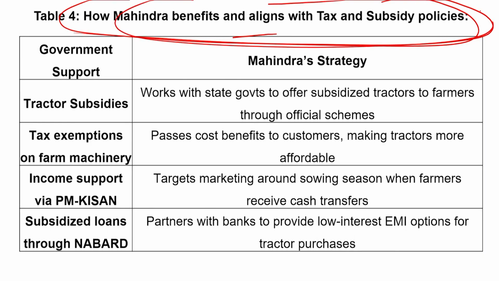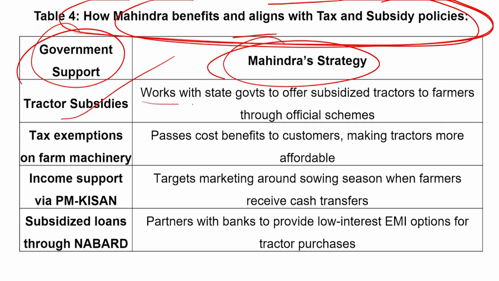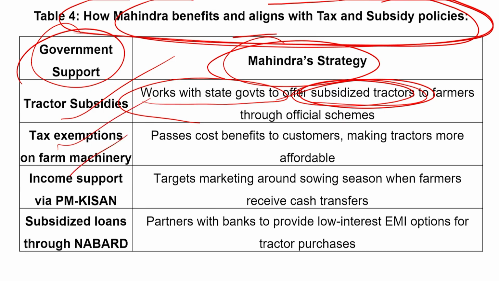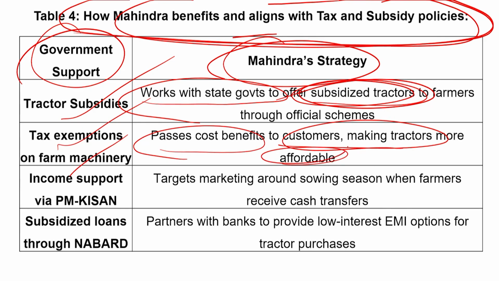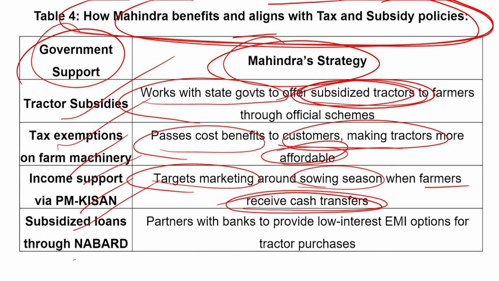So if you see this, Mahindra believes in tax and subsidy policies and government support. Mahindra's tractor strategy is to work with the state government and provide subsidized tractors. Tax exemption in farming passes the cost benefit to the customer, making tractors more affordable. Income support with PM Kisan targets the marketing and sowing season, when farmers receive cash transfers. Subsidized loans are available through NABARD.